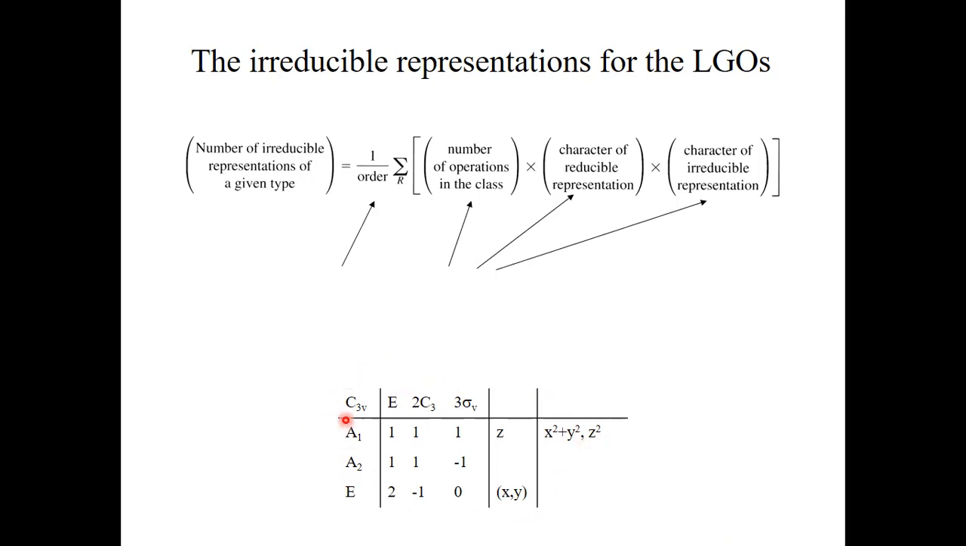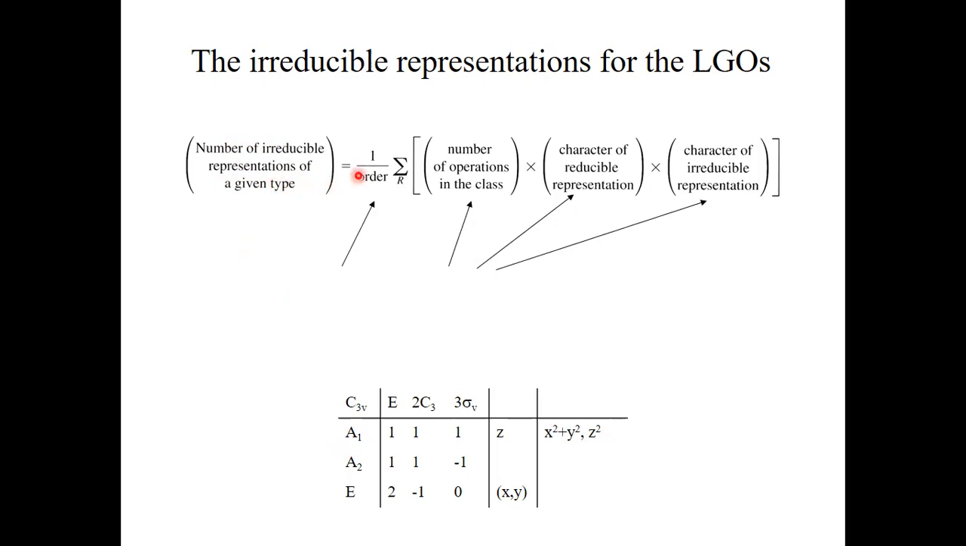You see that in this case, there are 3 different irreducible representations to consider. The first one has the symmetry type A1, the second one has the symmetry type A2, and the last one has the symmetry type E. So we can, for instance, start with the symmetry type A1 and ask, well, what's the number of the irreducible representations of that symmetry type?